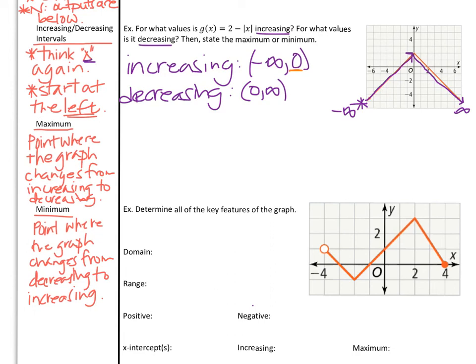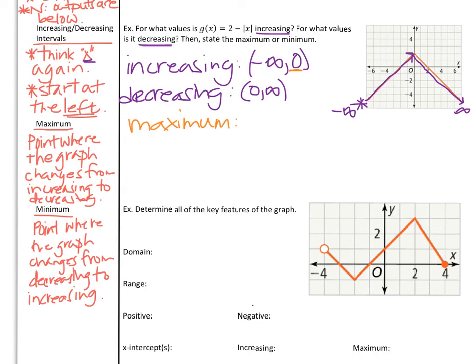A maximum is a point on the graph, an actual ordered pair now, where the graph changes from increasing to decreasing. So it's like a peak or a high point in the function. A minimum, if you think about that in the opposite, would be when a graph changes from decreasing back up to increasing, or a low point to the graph. As we look at that example for the absolute value function, let's see if we can determine a maximum and minimum.